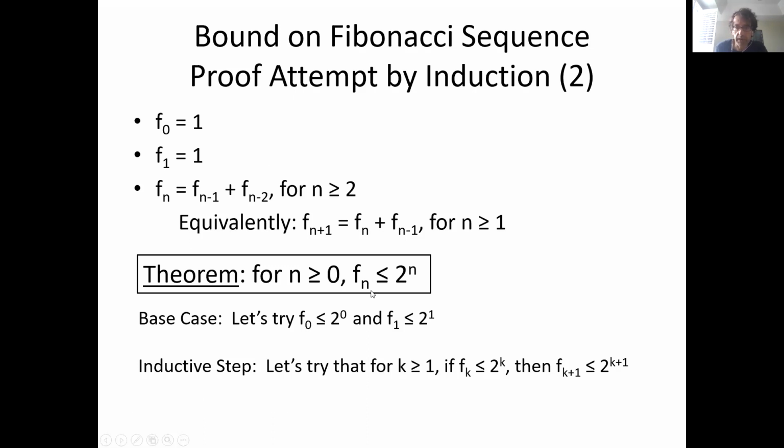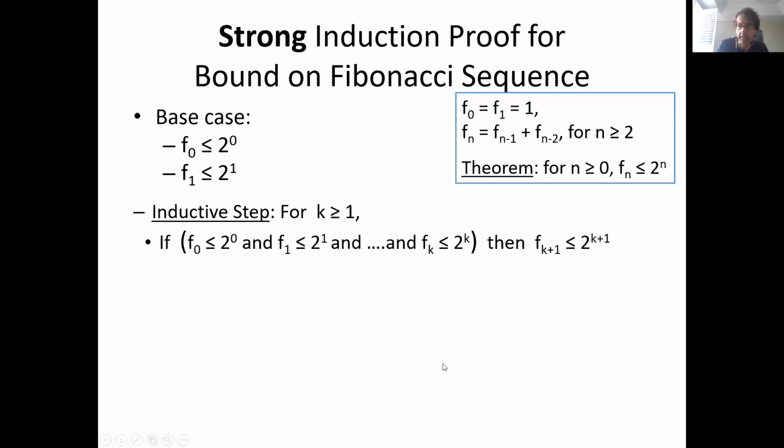f of 0 is 1, and it is upper bounded by 2 to the 0, which is also 1, and this is not a strict inequality. Of course, 2 to the 1 is 2, and this f1 is actually 1, so here's a strict upper bound. Okay, so far so good. Now, how about we use induction to argue that it holds for all greater than 2, right? So at k equal 1, whenever I have k at least 1, I can argue that this bound holds, assuming this one does. But I can't.